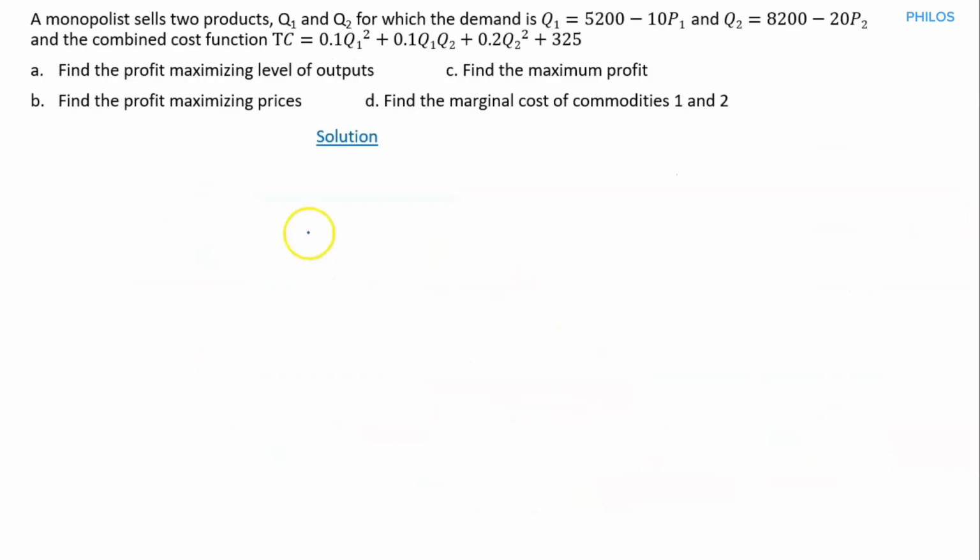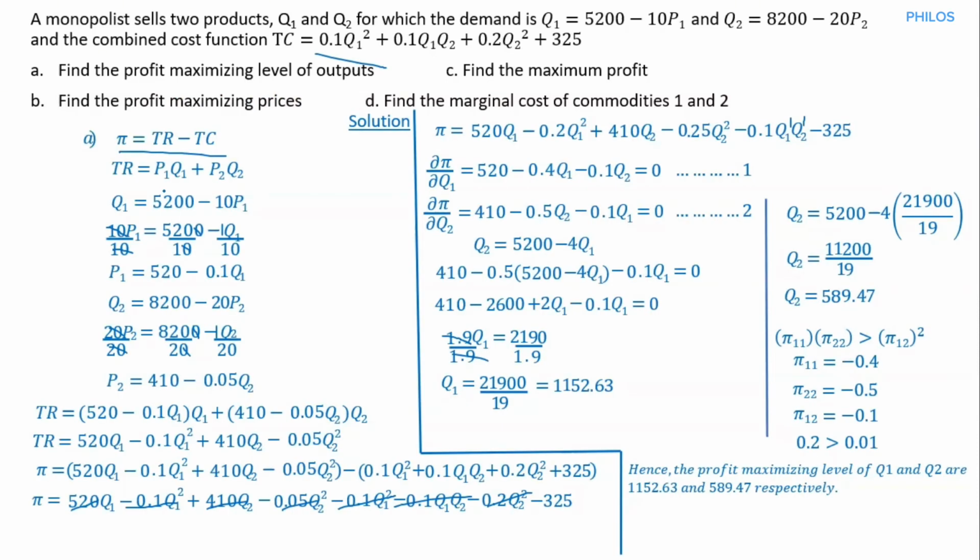Question B says we should find the profit maximizing prices. Now look at something. From here we have P1 as the subject and we also have P2 as the subject, isn't it? Since we know the profit maximizing levels of output, we can substitute them in these two equations so that we can get the profit maximizing prices as well.